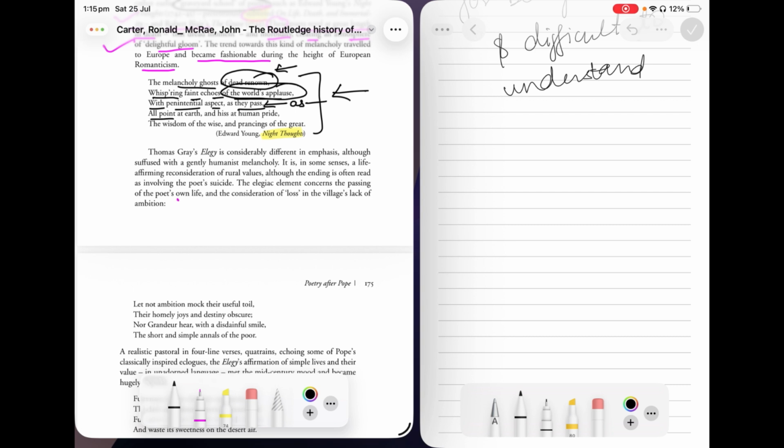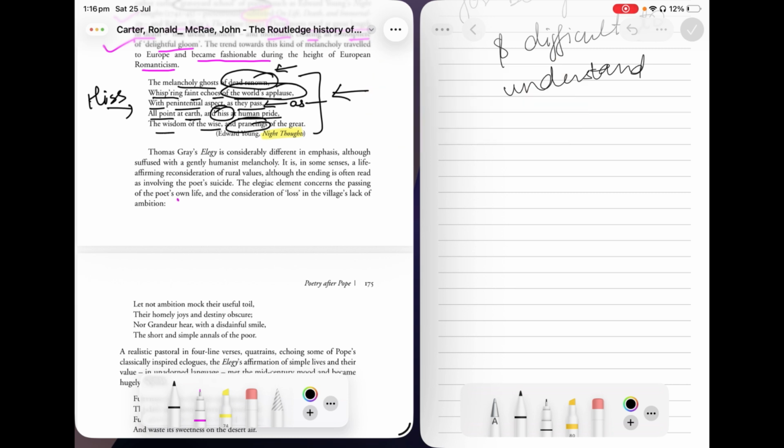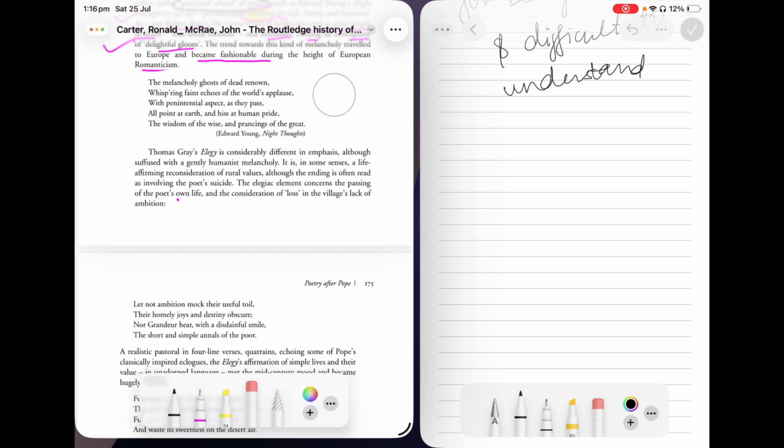All the point at the earth and his. His is the old English language. What is the meaning of his? At the human pride, the wisdom of the wise and pensioning of the great. Take out the whole data from there and write in your notes or write in the book itself.